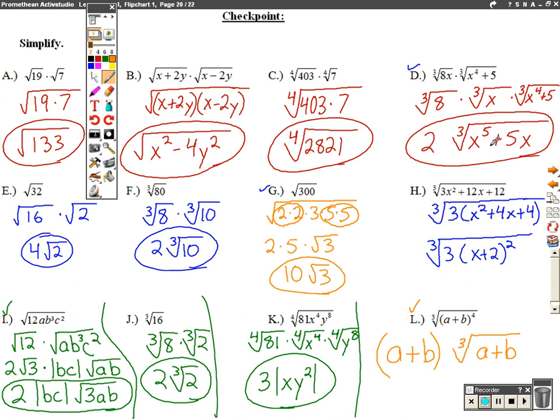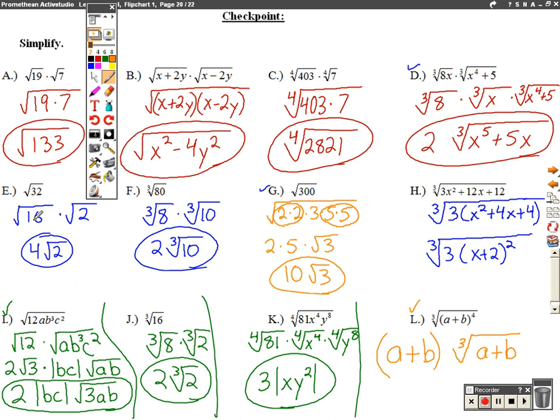In letter G, I used my factor tree method. You didn't have to do it that way if you didn't want to, but using my factor tree method, I got 10 times the square root of 3. Looking at letters E and F, I did not use the factor tree method. I used the product rule method. I found the largest perfect square or largest perfect cube that went into the radical evenly.